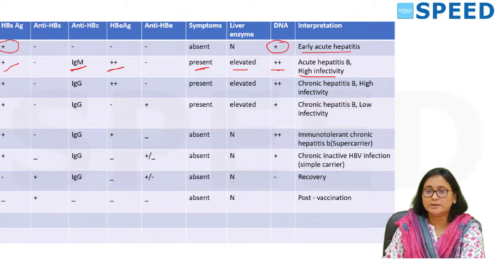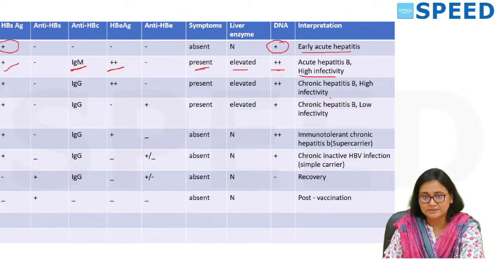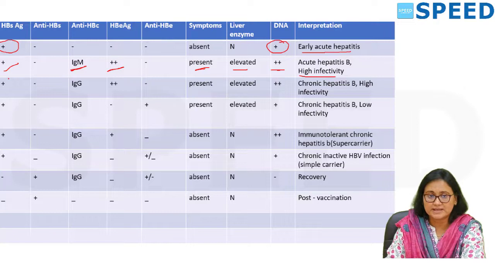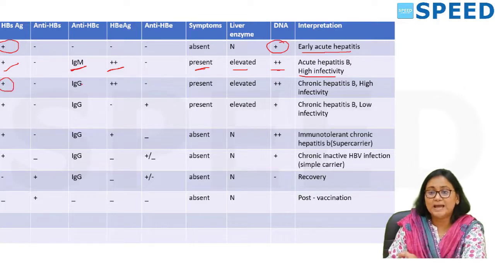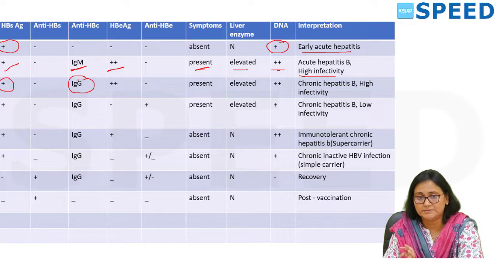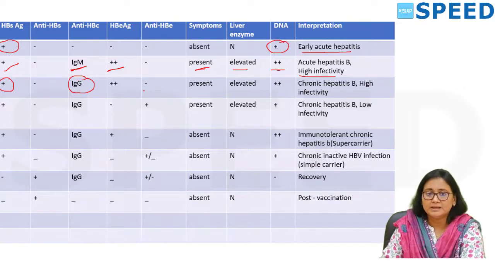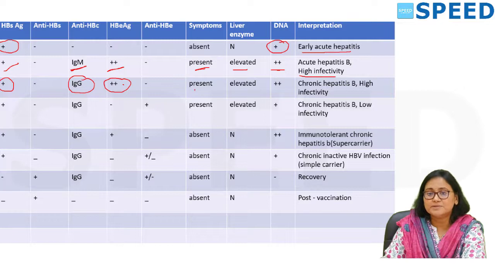If you see chronic hepatitis B with high infectivity, you have surface antigen, right? And you will have antibody IgG type in chronic hepatitis B. Envelope antigen, because it is high infectivity, so you have envelope antigen positive over here and symptoms will be present, liver enzymes will be elevated, DNA you can see.